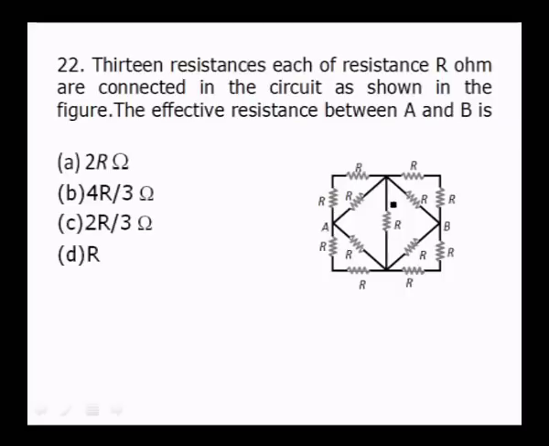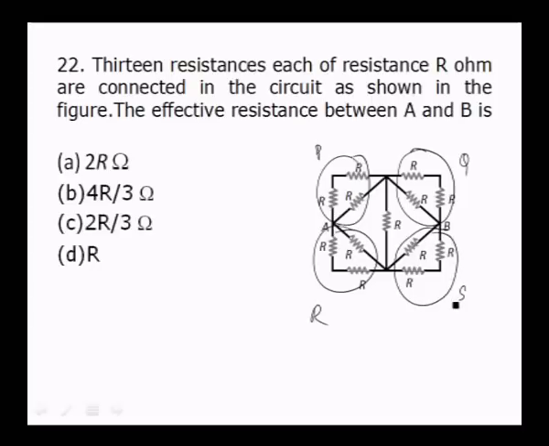This looks like a Wheatstone bridge. I will take this whole thing as P, this whole thing as Q, this whole thing as R, and this whole thing as S. You observe the same connection over here and the same connection over here. It means that whatever the effective resistance we get on this side, these are identical.